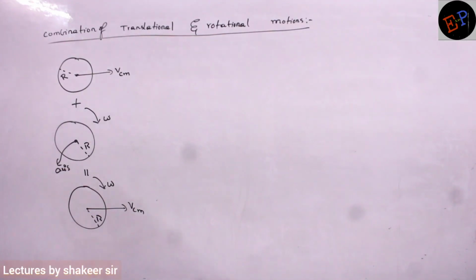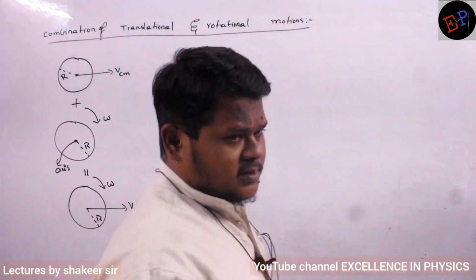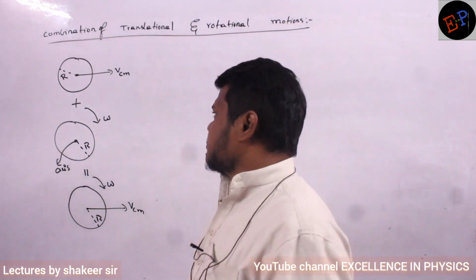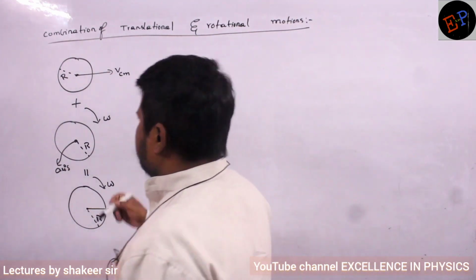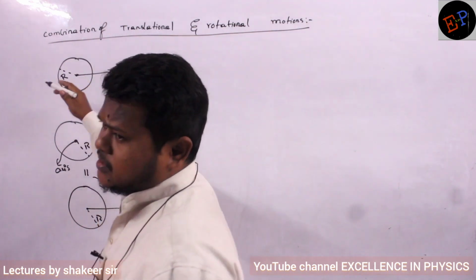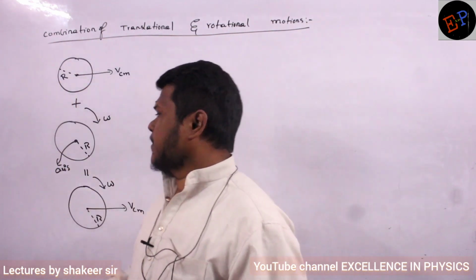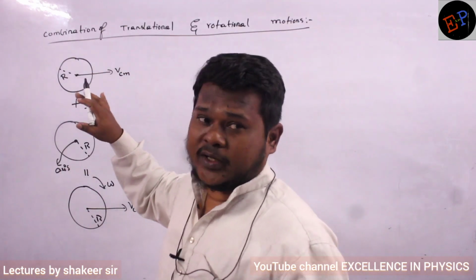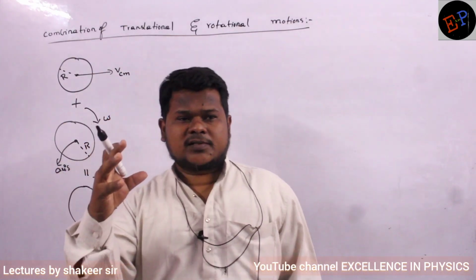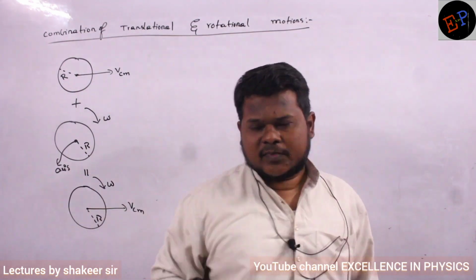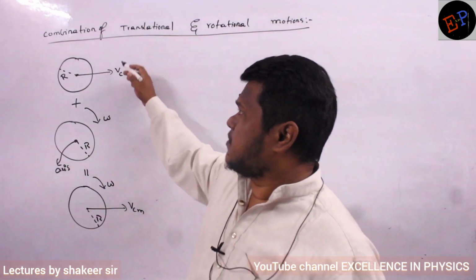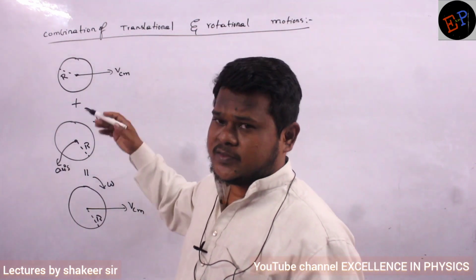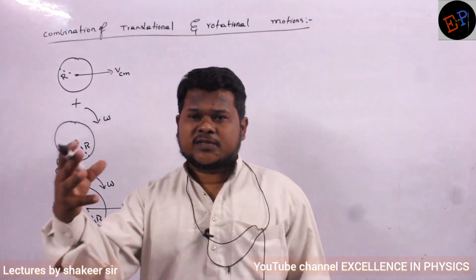So let us see this next concept, combination of translational motion as well as rotational motion. See here, consider this is a rigid body, disc, ring, sphere, solid sphere, anything. It is just moving in a straight line. Okay, it is not rotating. So if it is a disc, it is moving like this. Clear now? Then it is having which type of motion? Translational motion. What is its velocity of center of mass? VCM. So center of mass is just moving like this.